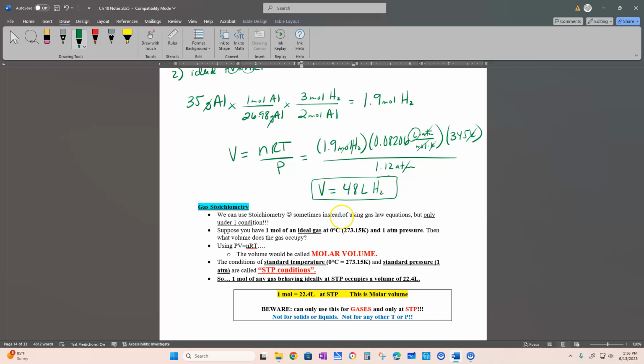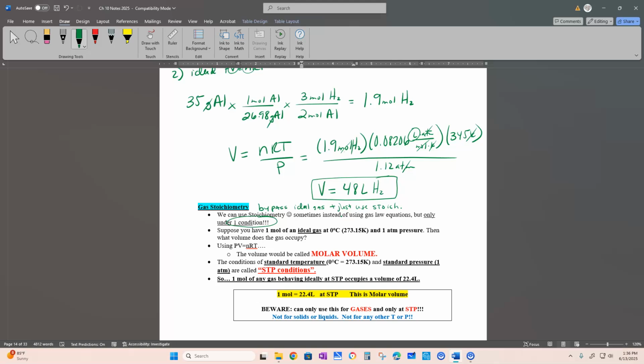Okay, there is a way, instead of using the ideal gas equation, where you can bypass the ideal gas equation and just use stoich, but it can only happen in one instance. Notice the example that we did above. I had to use stoich, and then I had to use the ideal gas equation. Well, what is this one condition?